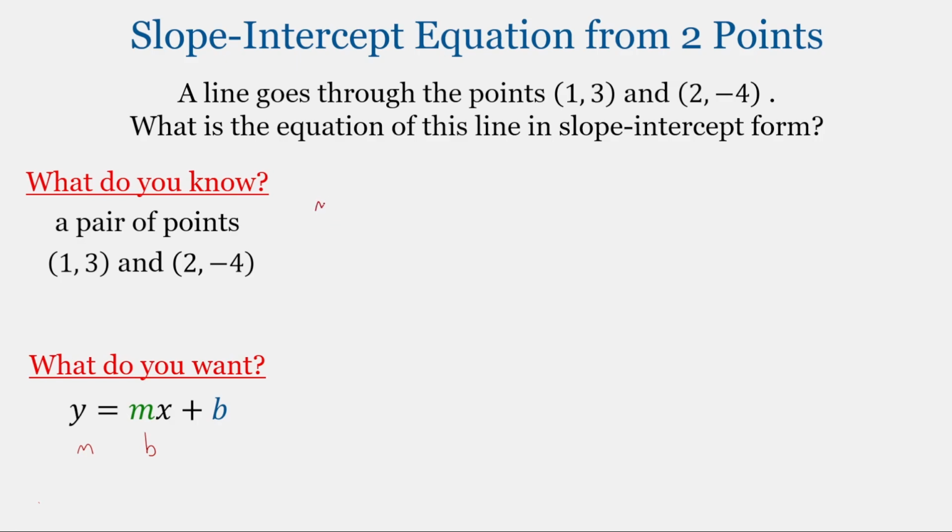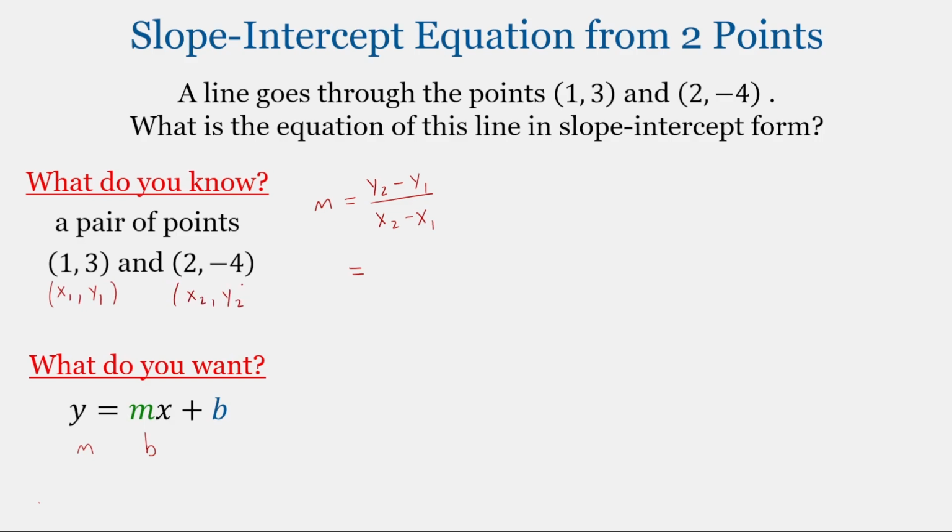So let's start by finding that slope. We can find the slope from 2 points. It's the difference of the y values, so y sub 2 minus y sub 1, all over the difference of those x values. We can plug those numbers in. I'll have the first point be x sub 1, y sub 1, and the second point will be x sub 2, y sub 2.